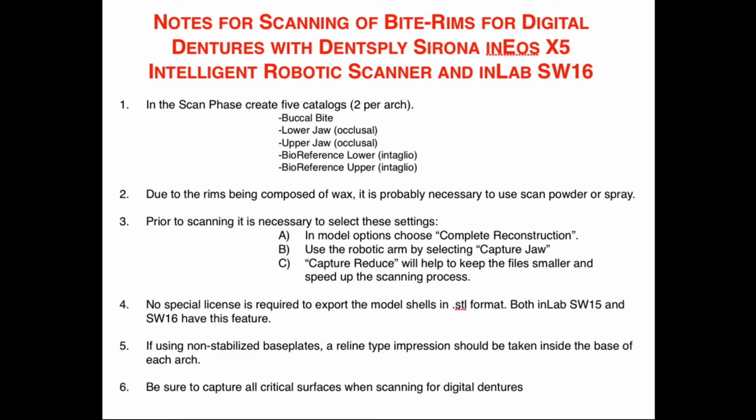Let's go over the notes for scanning the bite rims using the inEos X5. 1. In the scan phase, you have to create 5 catalogs, 2 per arch. You need one for the buccal bite, one for the lower jaw, upper jaw. You need a bioreference lower and a bioreference upper. Again, use the bioreference so it does not stitch together. AvaDent has to do this for us.